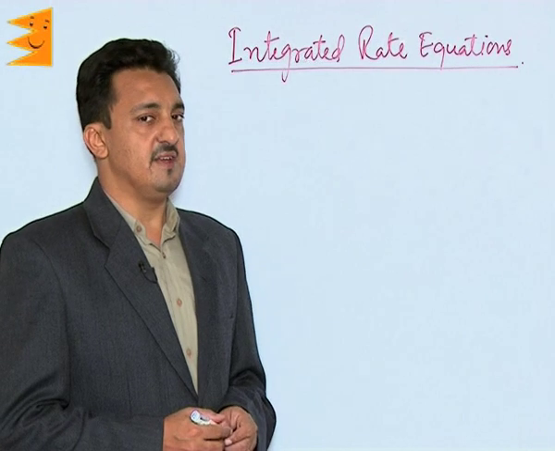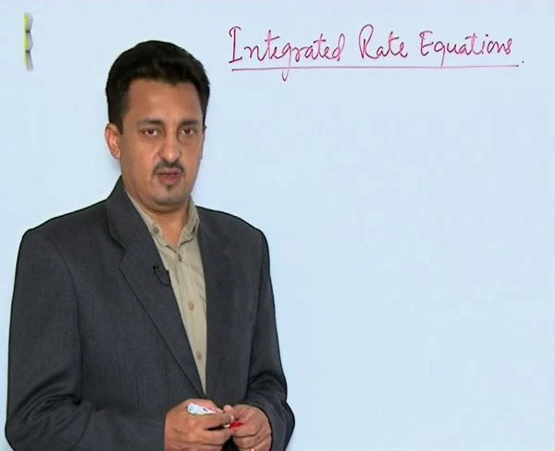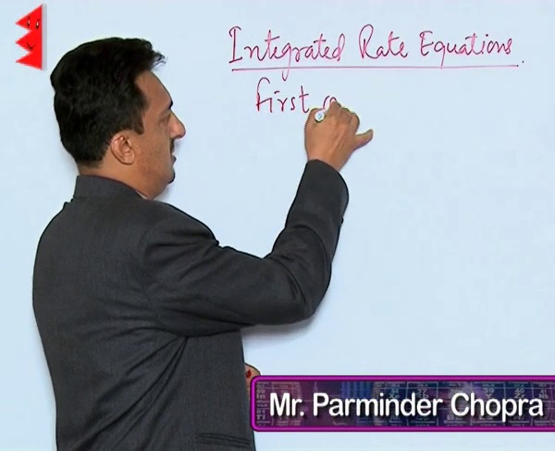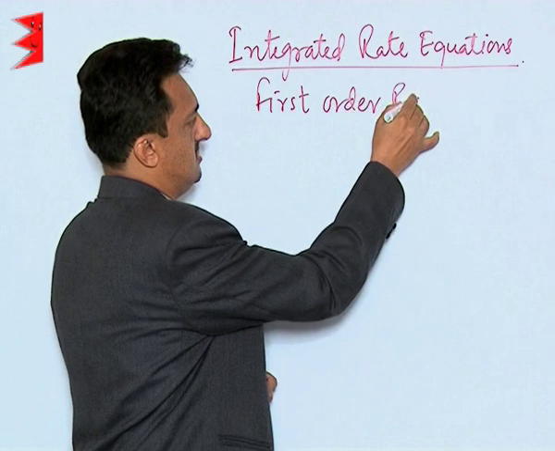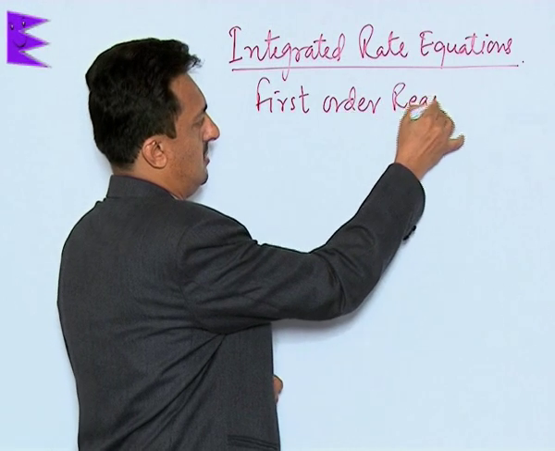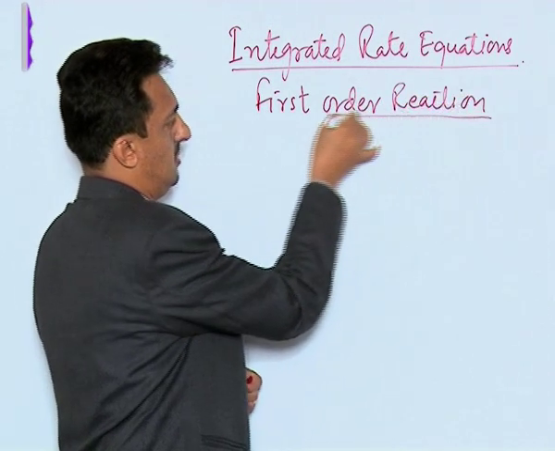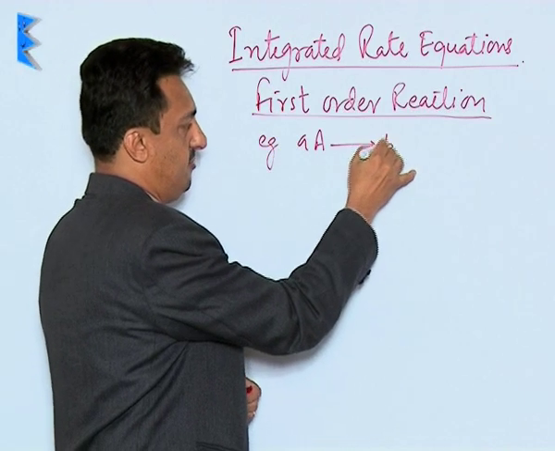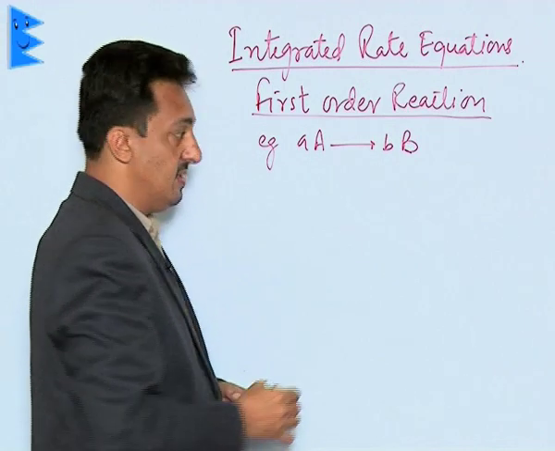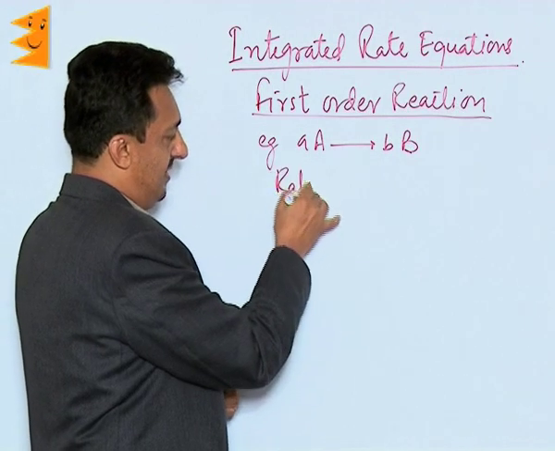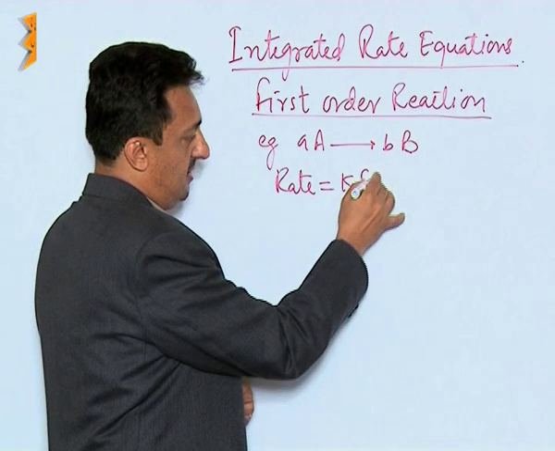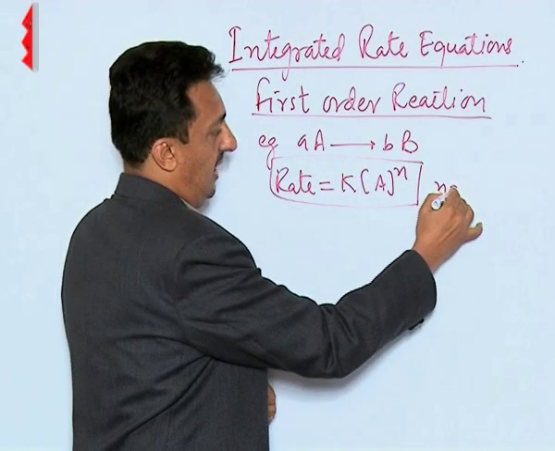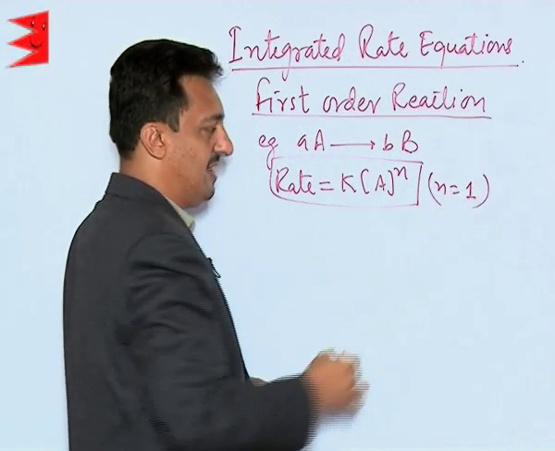Now let us see the integrated rate equation for the first order reaction. For a first order reaction, let us take an example that A moles of A changes to B moles of B. Now we know as per the rate law, the rate is equal to K A to the power n, where n is 1 because it's a first order reaction.